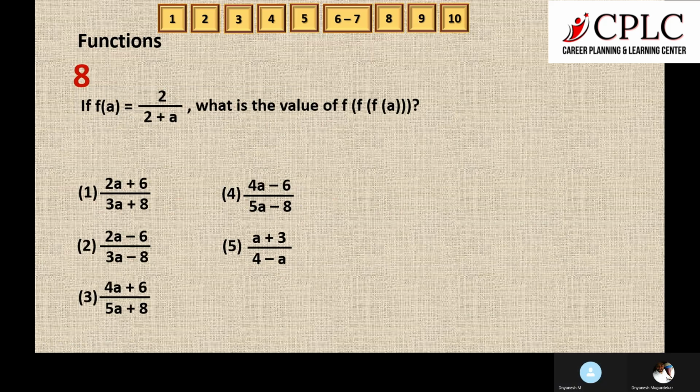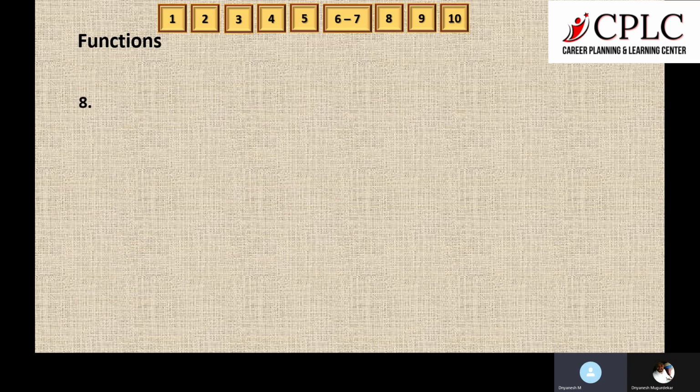Eighth one, f of a is given to us, which is 2 upon 2 plus a. What is the value of f of f of a? This is called a composite function. And whenever you come across such things, how do we attempt them? You always start with the innermost bracket, which is f of a. And f of a is 2 upon 2 plus a. So instead of f of a, substitute 2 upon 2 plus a. That's the change. So now your question is to find f of 2 upon 2 plus a. And don't worry, it is exactly the same with a bit of solving as well.